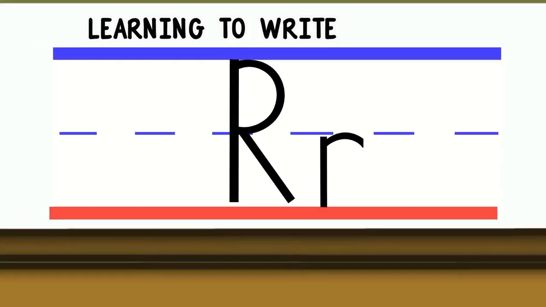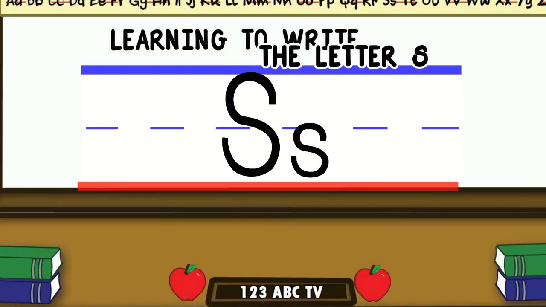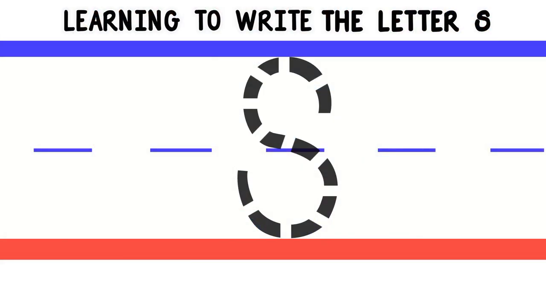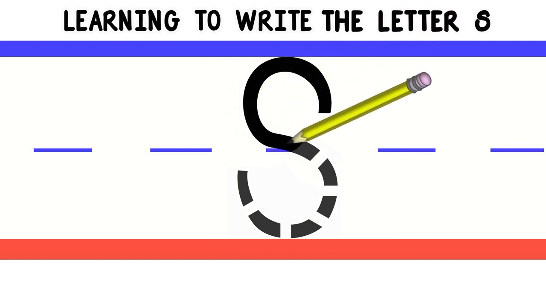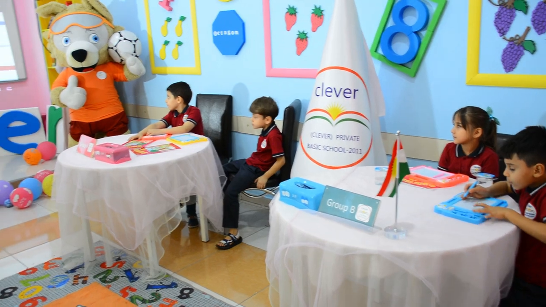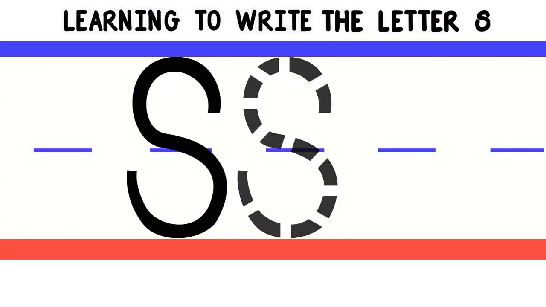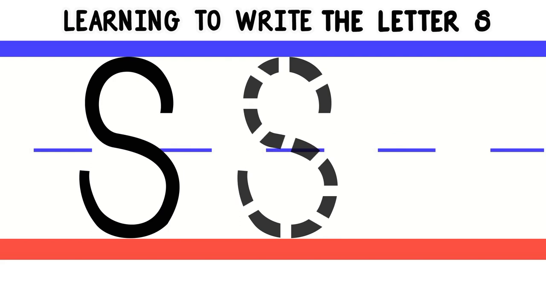Good job! S as in snake. We'll start with uppercase or big S. To write uppercase S, we'll start in the top corner and do a big curved line around. Then we'll do a big curved line the other way. Good job! Let's do that again.